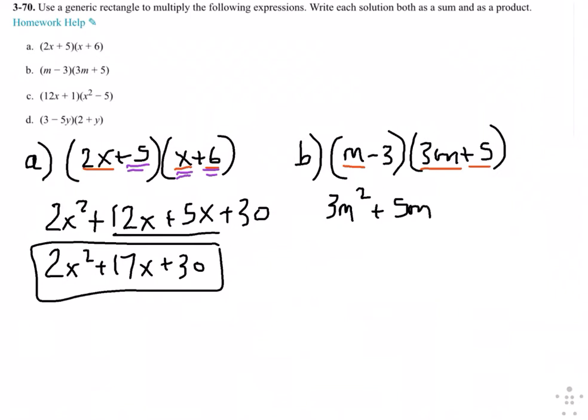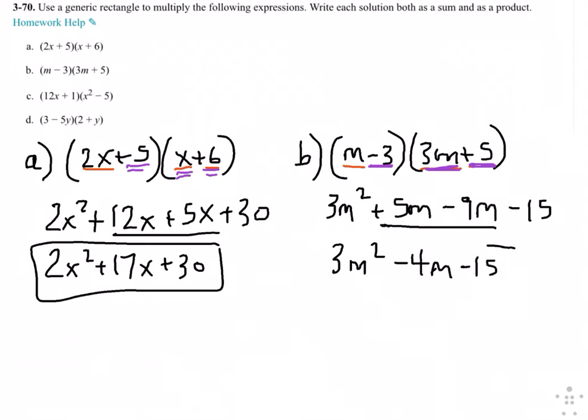Okay, now the next one, we're going to take the negative 3, not just 3, negative 3, and we're going to multiply it by 3m and then 5. So negative 3 times 3m is negative 9m. And negative 3 times 5 is negative 15. These are like terms. So we have 3m squared, positive 5, negative 9 is minus 4m, minus 15 for B.